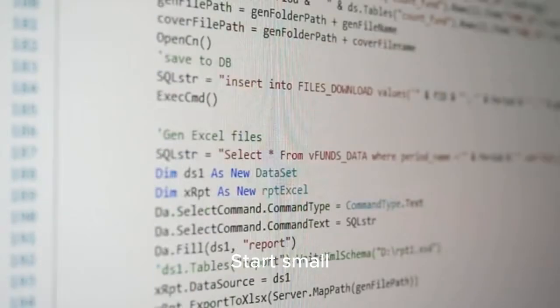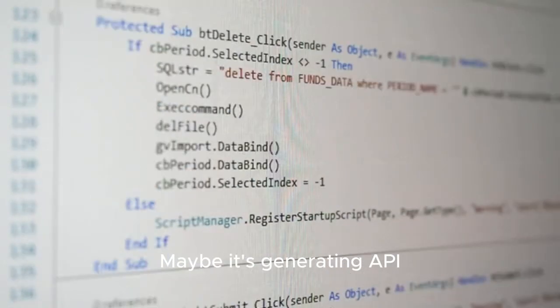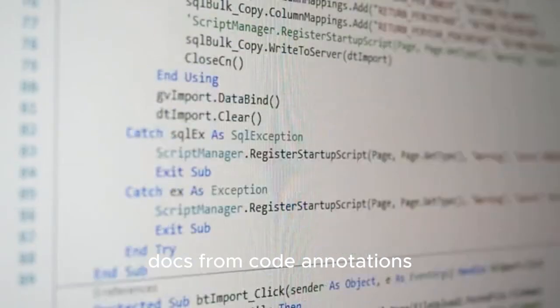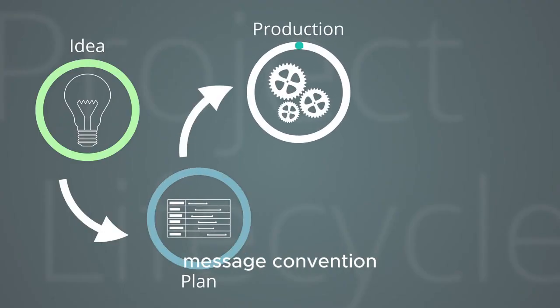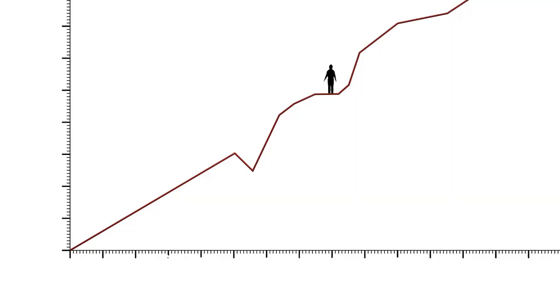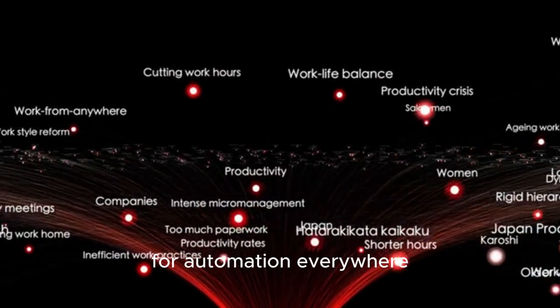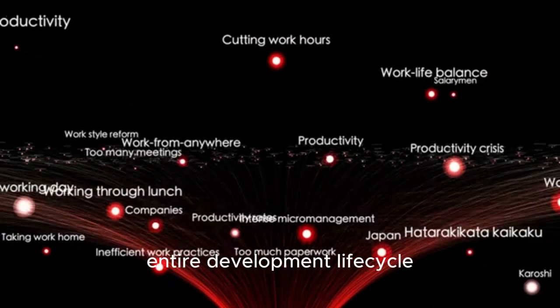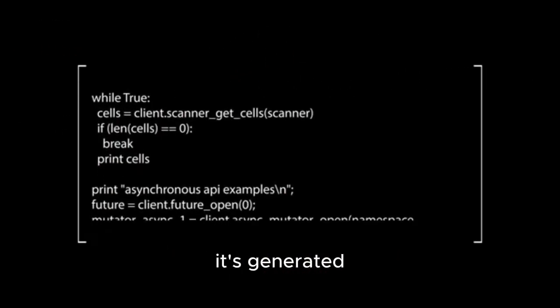Start small. Pick one part of your process to automate. Maybe it's generating API docs from code annotations. Or maybe it's just enforcing a better commit message convention. Once you see the benefits, you'll be hooked. You'll start to see opportunities for automation everywhere, transforming your entire development lifecycle. The future of documentation isn't written, it's generated.